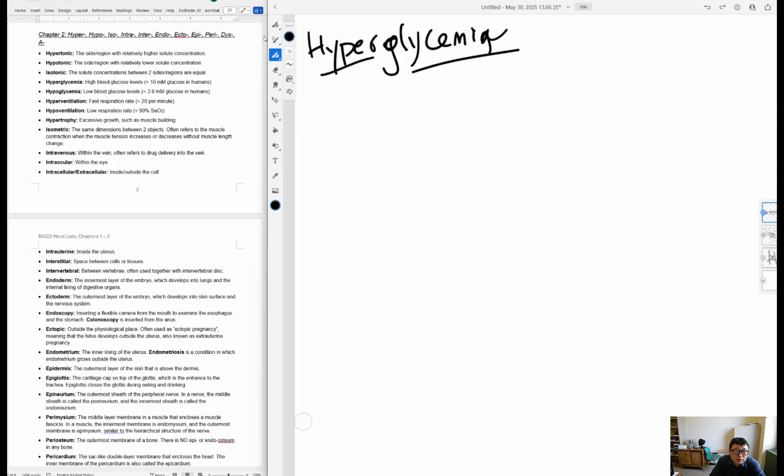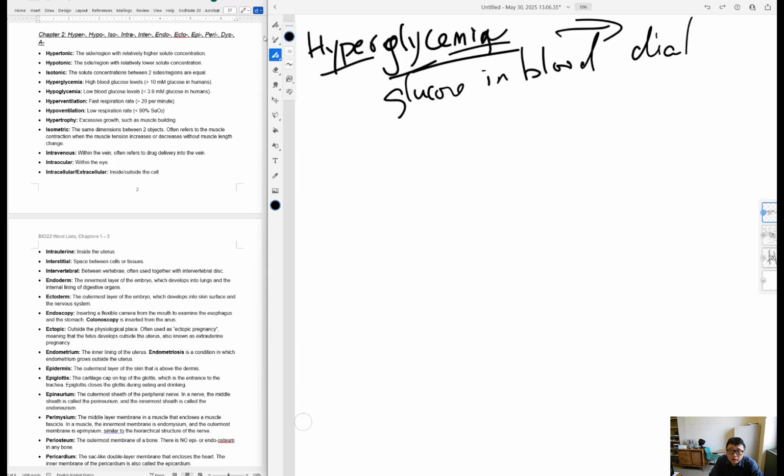Hyper means high. Glyc means glucose. Mia means emia, not mia. Emia means in blood. And then hyperglycemia is high blood glucose or high blood sugar. Glucose is the type of sugar that is transported inside the blood. Chronic hyperglycemia, that's diabetes. So chronic hyperglycemia can cause many consequences, for example, higher risk of cardiovascular disease, higher risk of kidney diseases, etc.